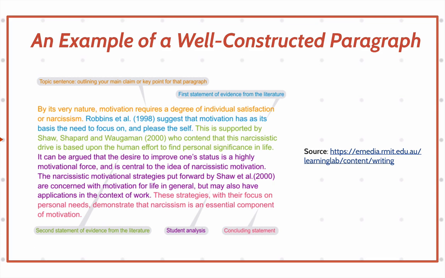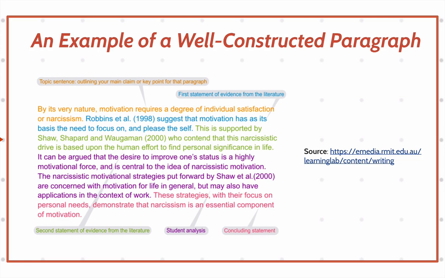We start with the topic sentence. By its very nature, motivation requires a degree of individual satisfaction or narcissism. So we know that paragraph is going to relate to what motivation requires for an individual, what is required in order to have motivation. And then we have some substantiating evidence, right?